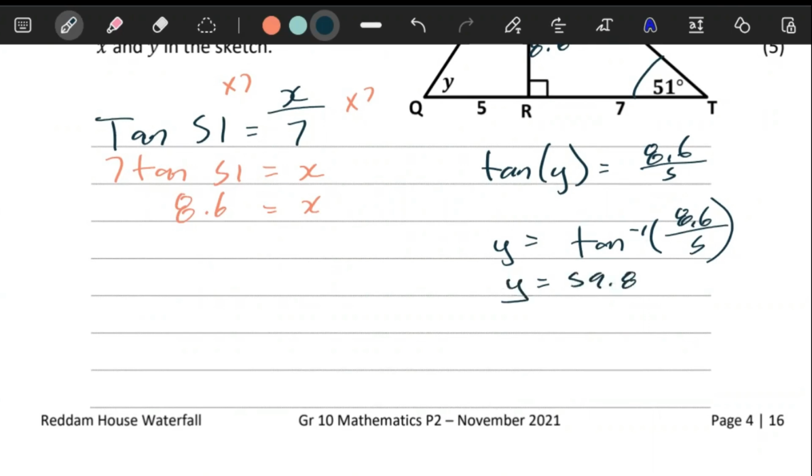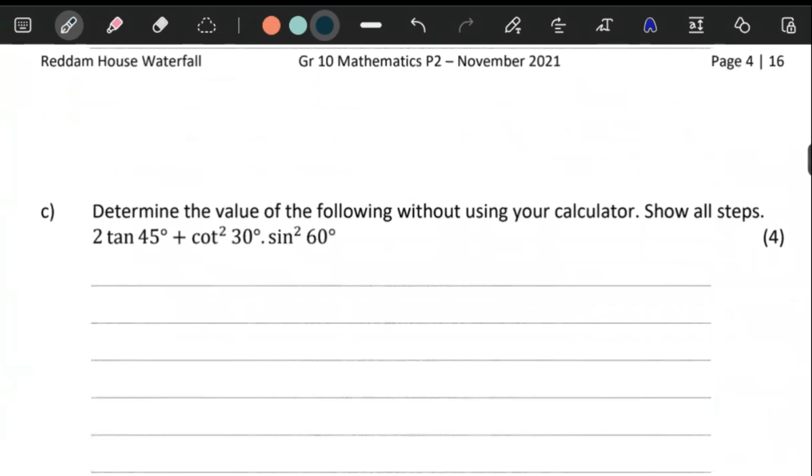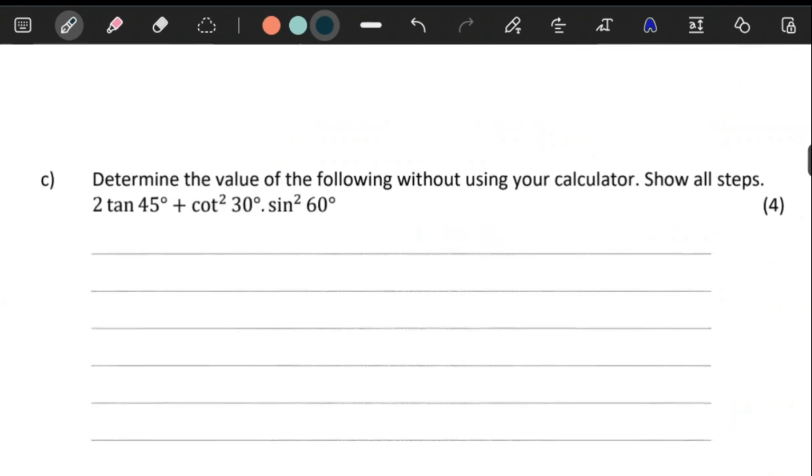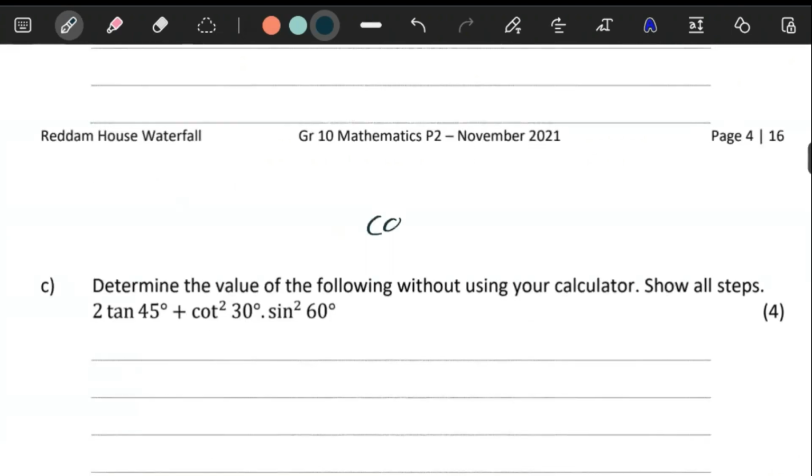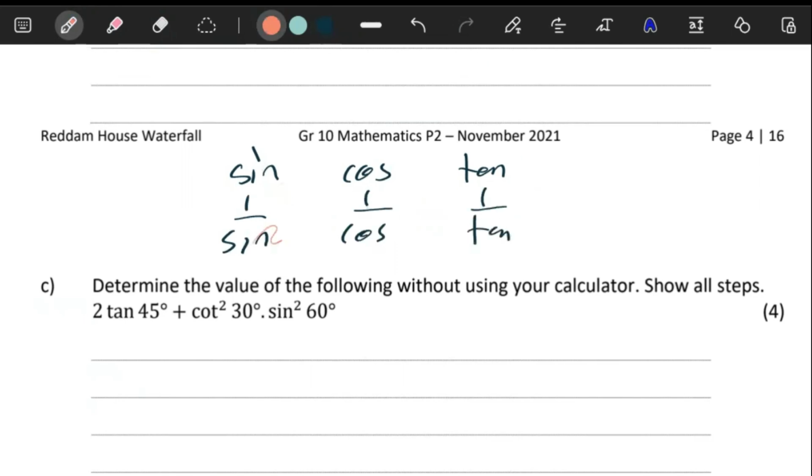There we go. Then they said here, determine the value of the following without using a calculator. Show all steps. So the one thing to remember is that you have sine, cos, and tan, right? However, 1 over sine has a name, 1 over cos has a name, 1 over tan has a name. The name for 1 over tan is cot, and then the one for sine is cosec, and the one for cos is sec.